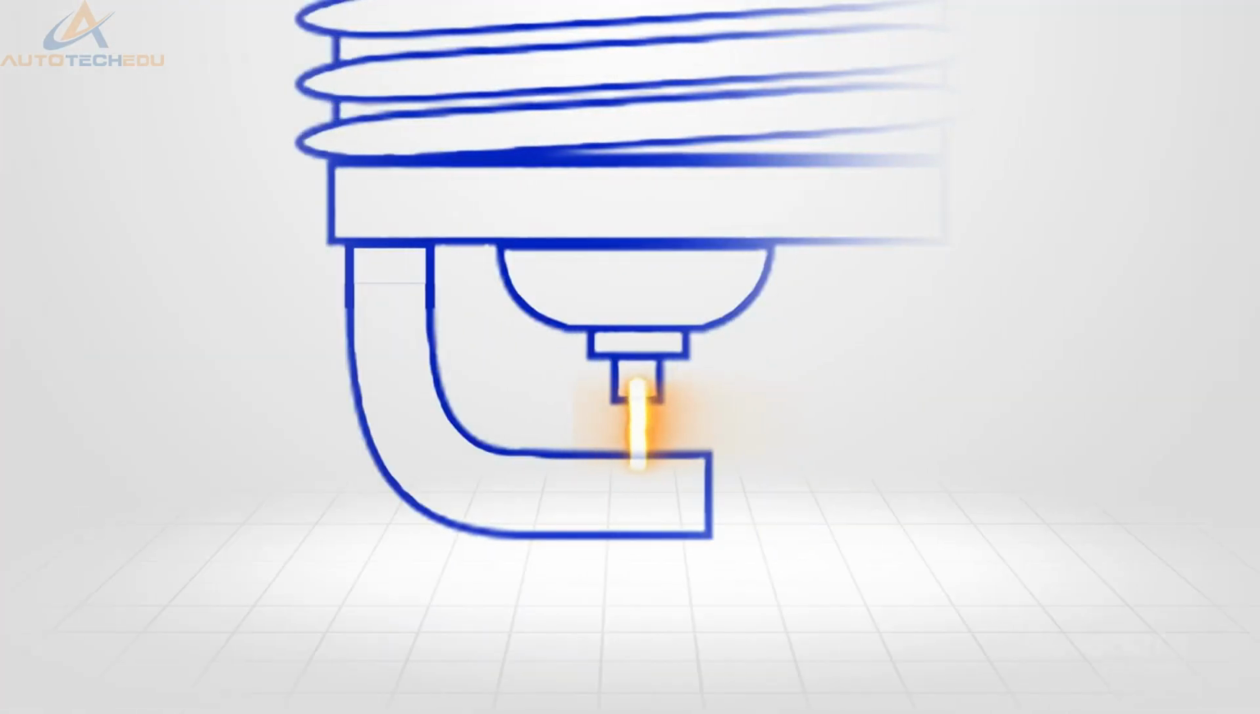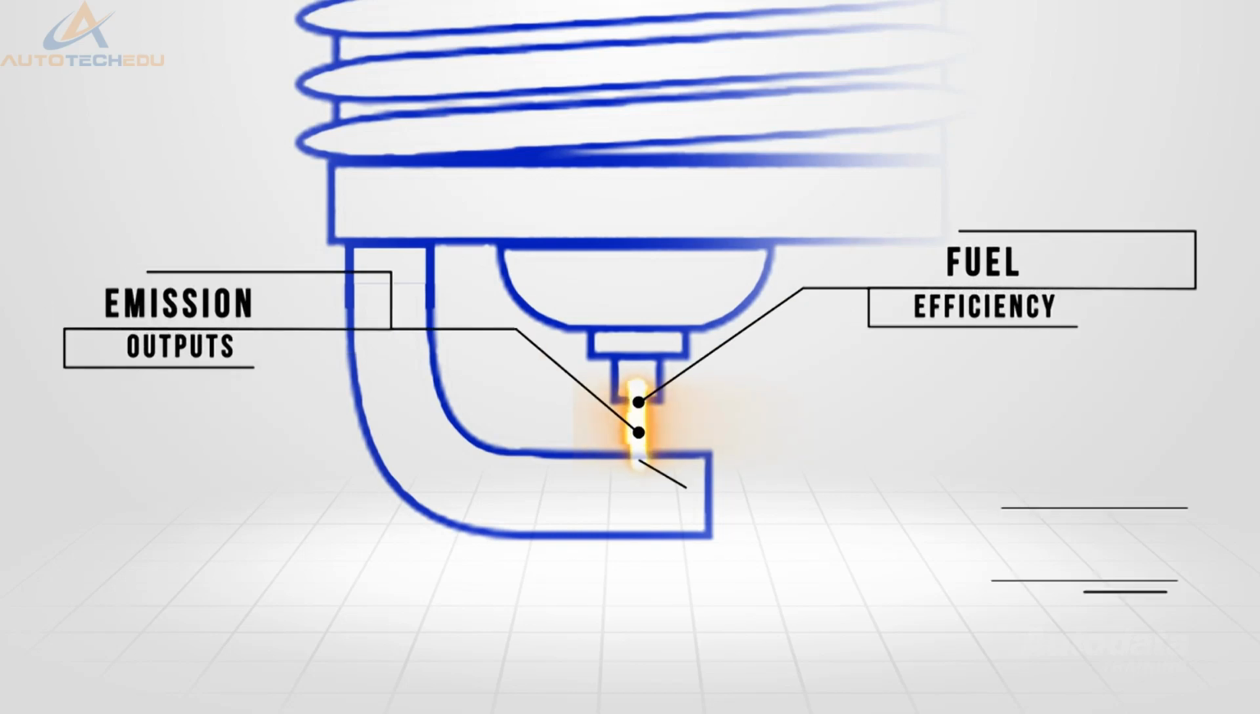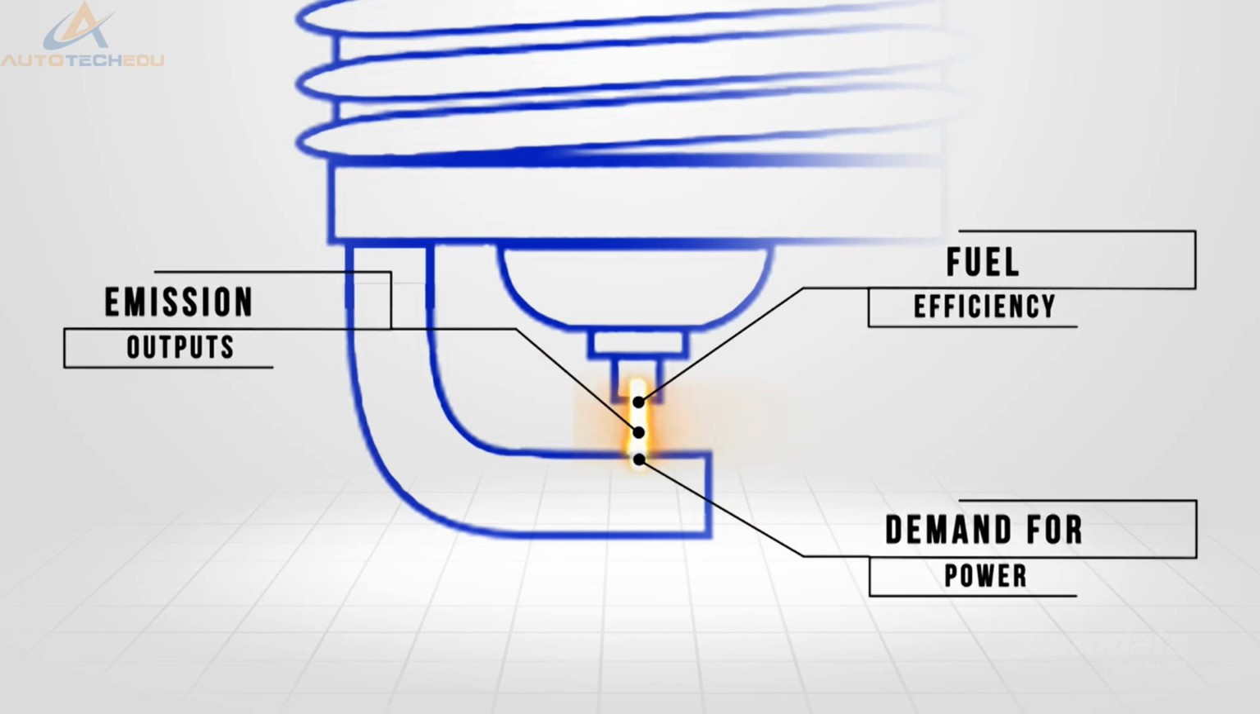Controlling the spark, and thus the burn, is paramount to ensure fuel efficiency, emission outputs, and demand for power. Incorrectly gapped spark plugs will affect all of these functions. Manufacturers determine the best electrode gap for the engine design. This ensures a correct burn of the air-fuel mixture in the combustion chamber.